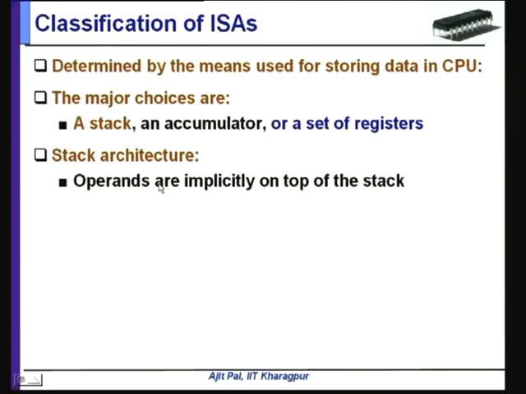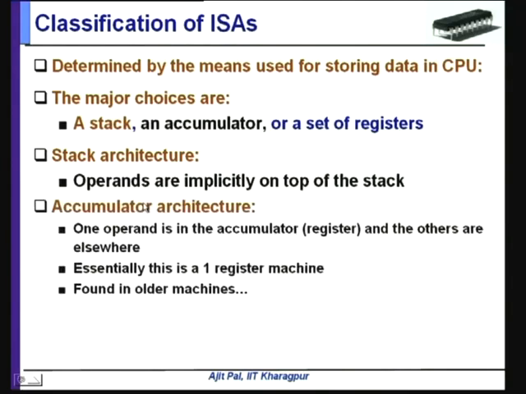As you know, stack is a data structure, a last in first out type of data structure. So, you can always access from the top of the stack, and then it can be accumulator based architecture. As I have already told, one operand is in the accumulator, which is a special purpose register, and others are elsewhere. By elsewhere I mean it can be either in some register or in some memory location.